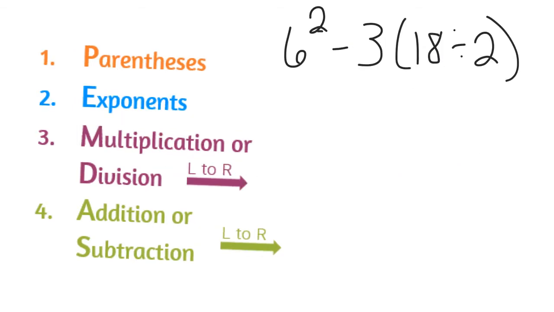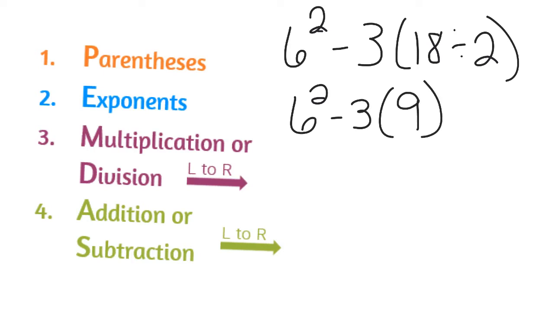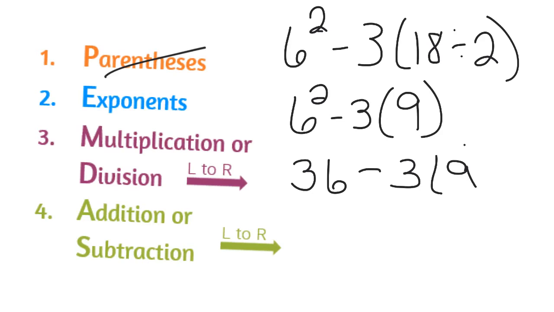Okay, let's take a look at one more problem. In this one, we do have parentheses, so we need to take care of it first. So I rewrite everything else. So 6 squared minus 3, parentheses, 8 divided by 2 now gives me 9. So now I've taken care of my parentheses. We take care of our exponents. 6 squared means 6 times 6. We cover that with our exponent unit, which makes 36. So it's 36 minus 3, parentheses 9.